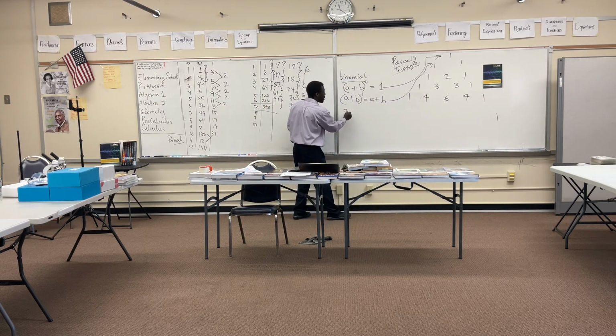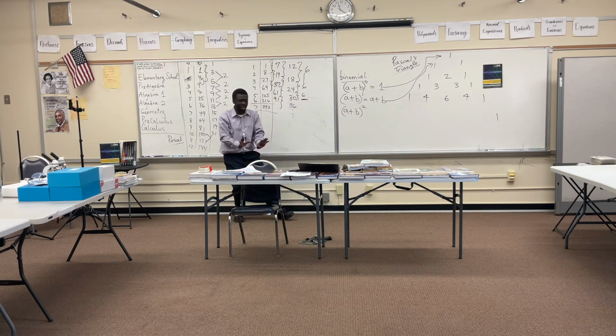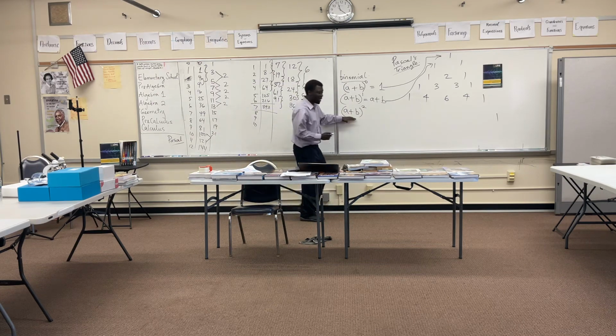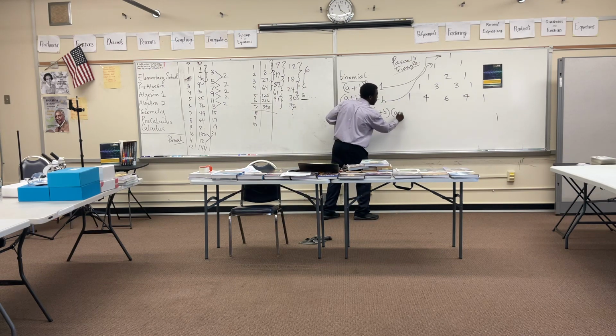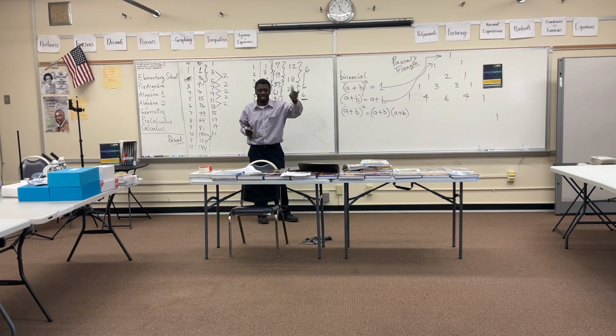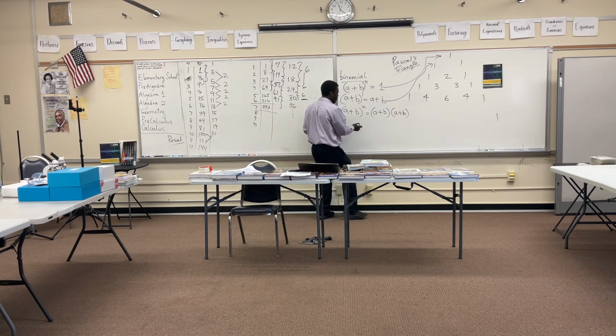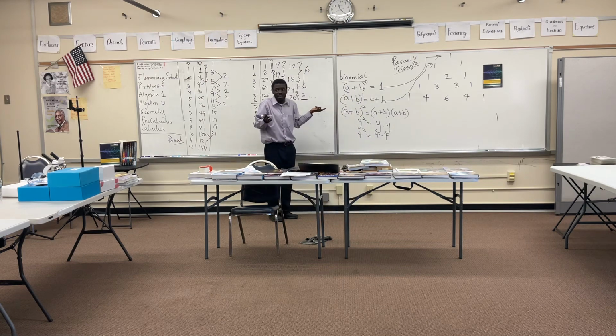If you were to raise something to the second power, and I promise we're going to stop here, we're going to slow down the train in a second. A plus B squared is the same thing as A plus B times A plus B. If you raise something squared, you get the same thing written twice. For example, y squared is the same thing as y times y. 4 squared is the same thing as 4 times 4. So A plus B squared is the same thing as A plus B times A plus B.